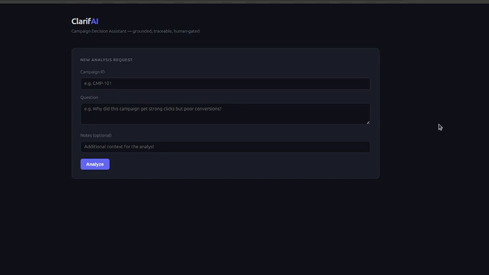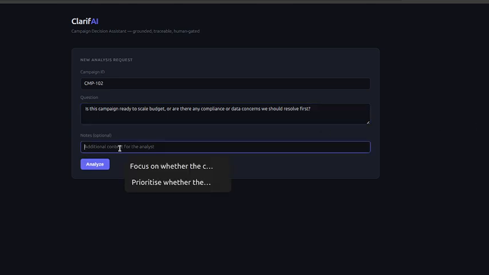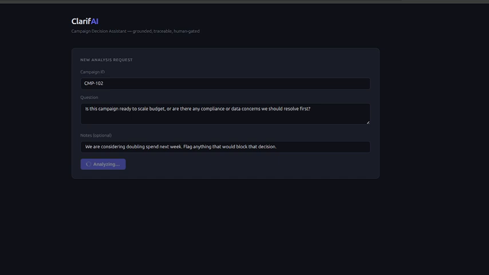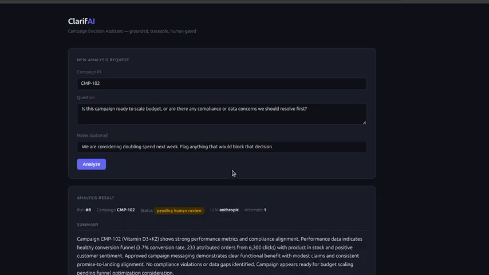And I will be demonstrating this with CMP102, the campaign ID. I have a question for myself here, which I will be pasting. There we go. And I also have my additional notes, because why not? And then I hit analyze. Now we'd be expecting a summary, a lot of conflicts, and there we go.